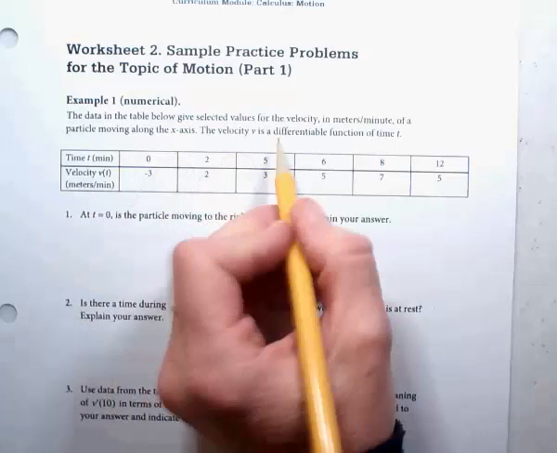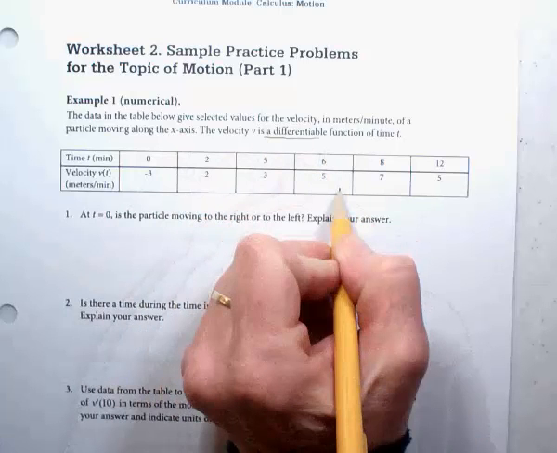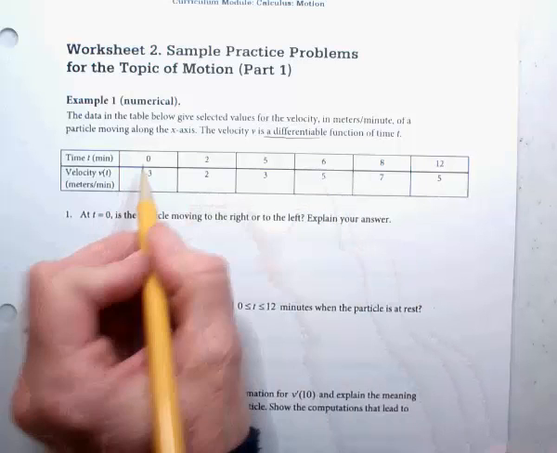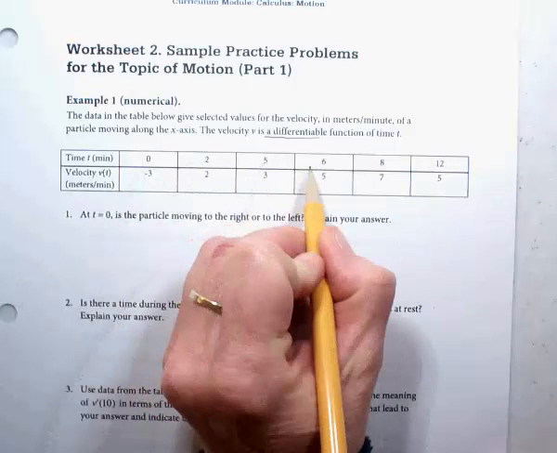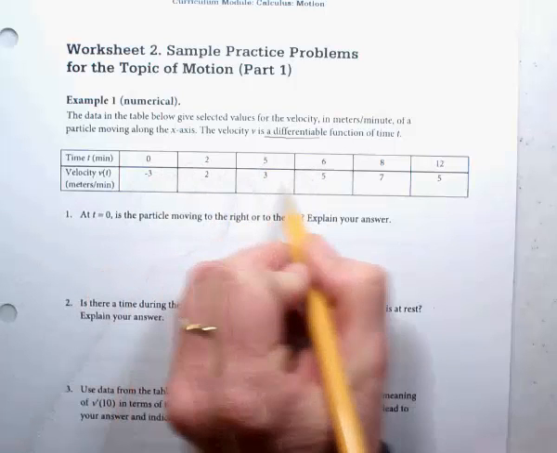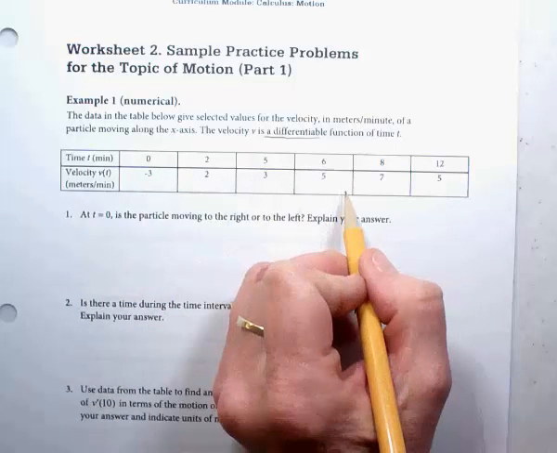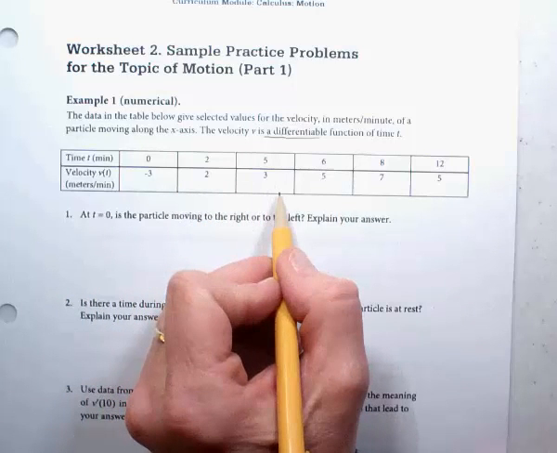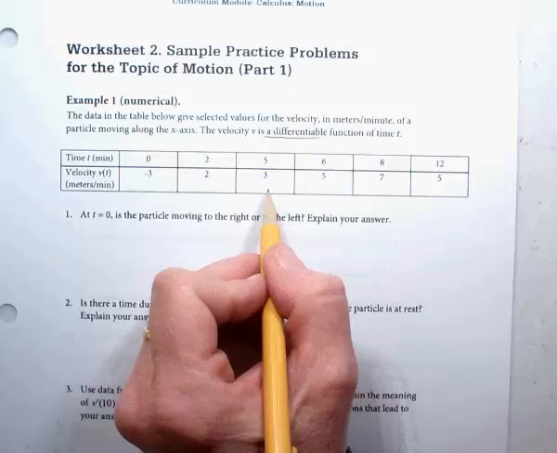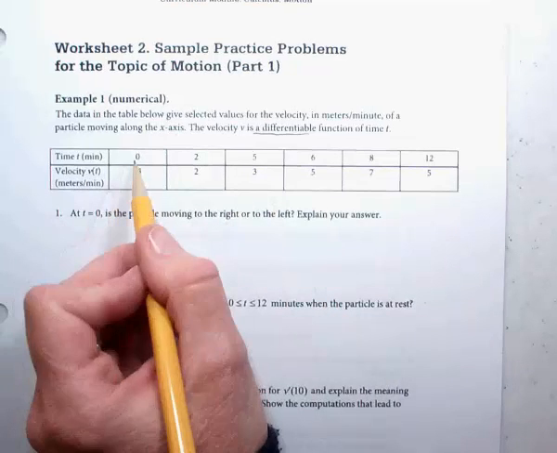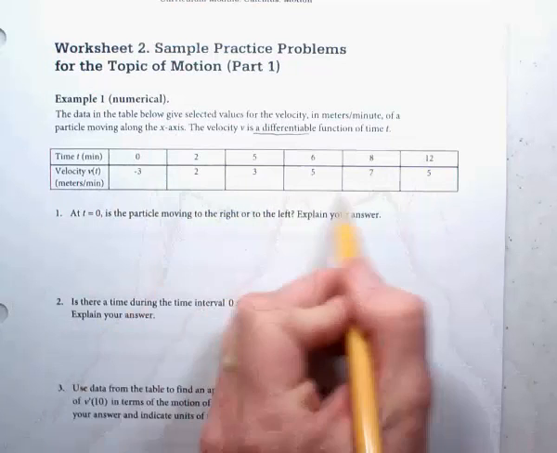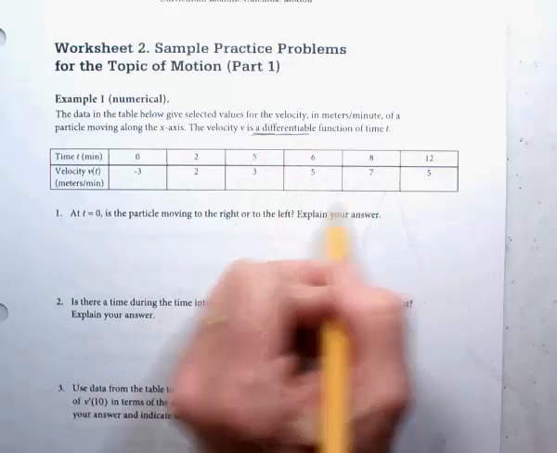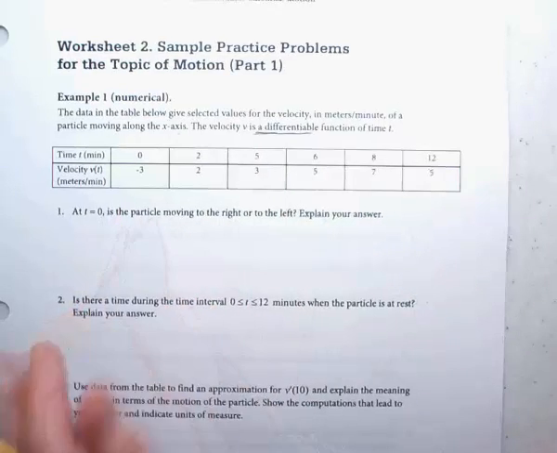Okay, the velocity v is differentiable. That's an important word because it implies continuity. So that means that even though these are the only data points we have, we do know that if we were to plot these points, which would be very manageable, we'd have to connect them with a smooth curve. So there'd be no points of discontinuity. So everywhere from 0 to 12, we would have to draw a connected graph. So pay attention to the fact that this is differentiable. It implies continuity. This is not discrete data.